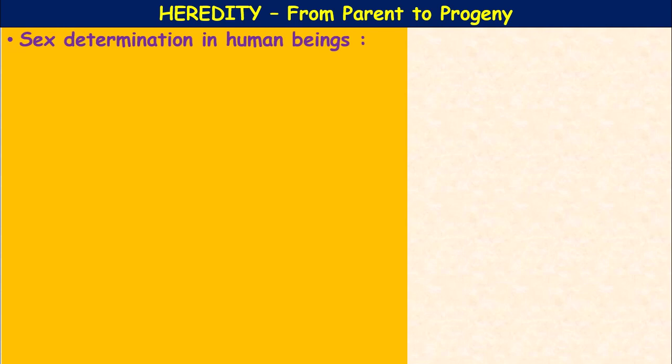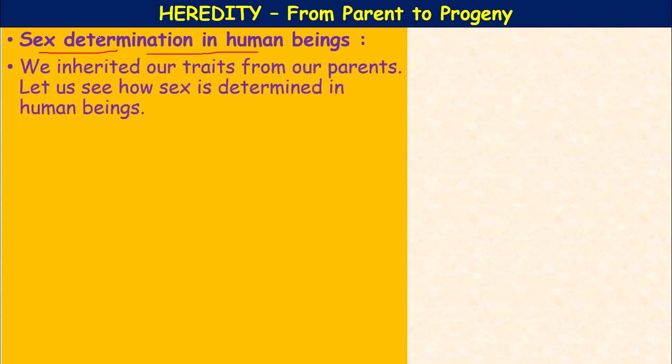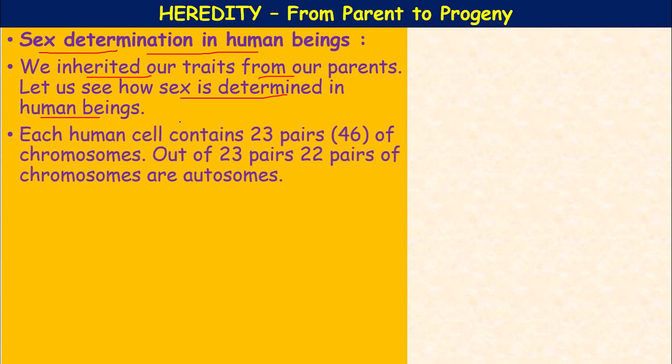Now, sex determination in human beings, the important concept of this chapter. We inherit our traits from our parents. Let us see how sex is determined in human beings. Try to understand this concept, because generally if a male child is not born, they blame the mother. After knowing this, you will understand who is responsible for the sex of the child.